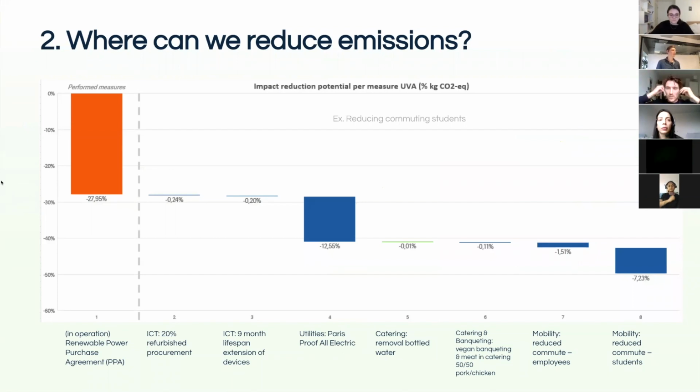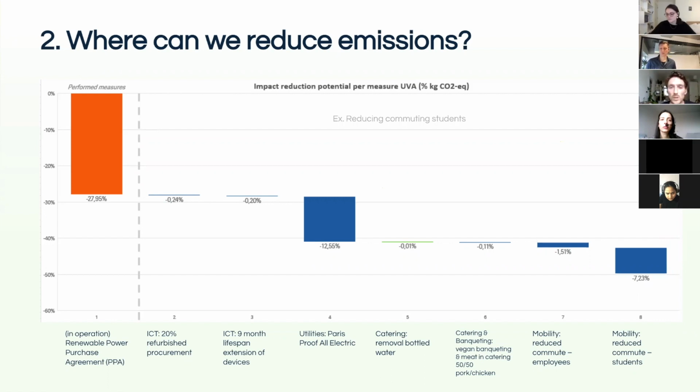The second step, after you've established this baseline, is to look at the reduction strategies. In this case, we worked together with a sustainability manager from the UvA and the HvA, the two entities, and they already had a plan in place, or reduction strategies, which are listed on the bottom of the graph from 1 to 8. So 8 potential things they could implement to reduce the overall impact of their operations.